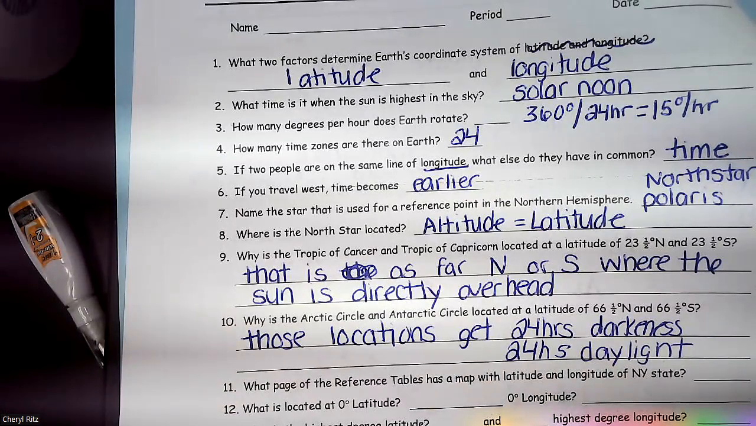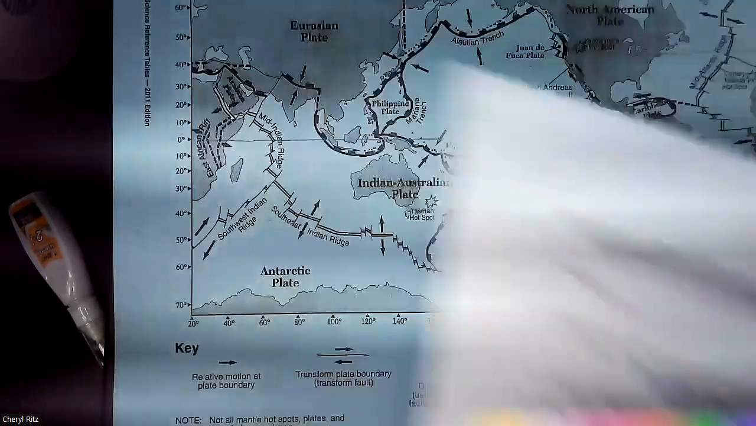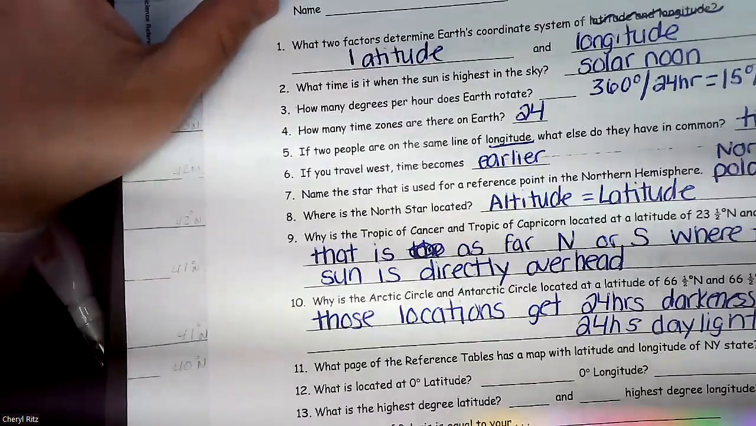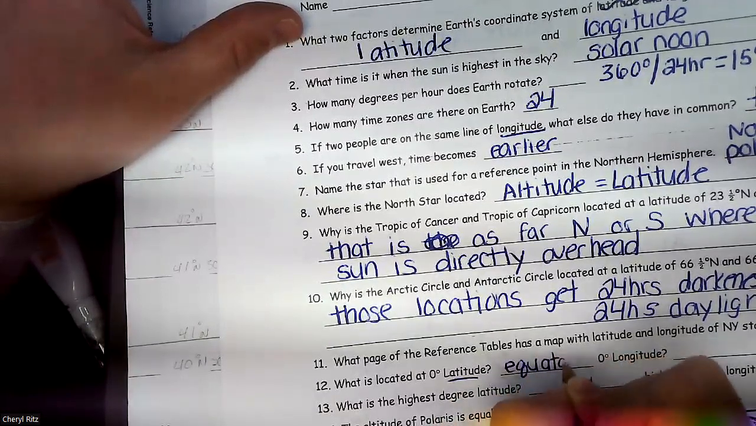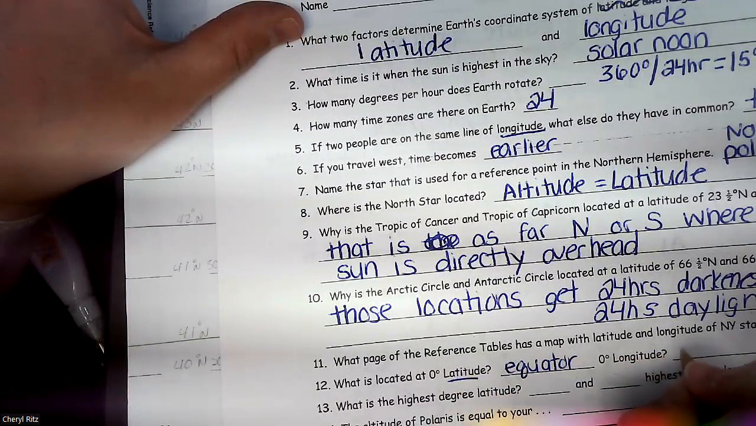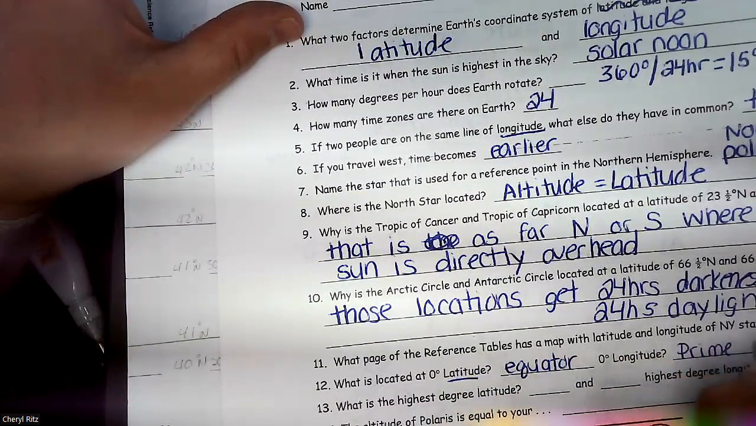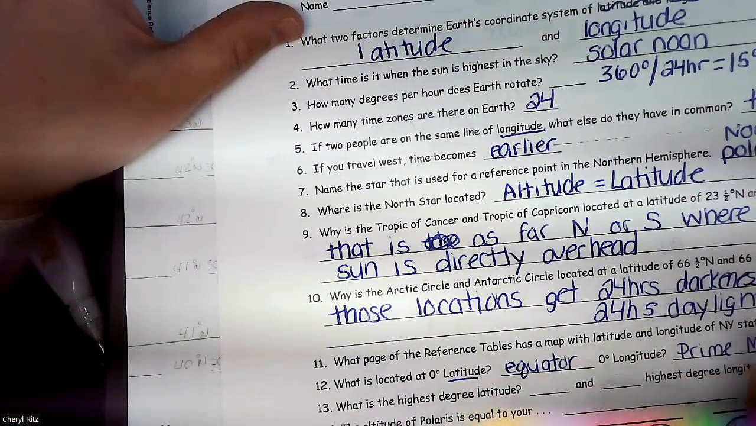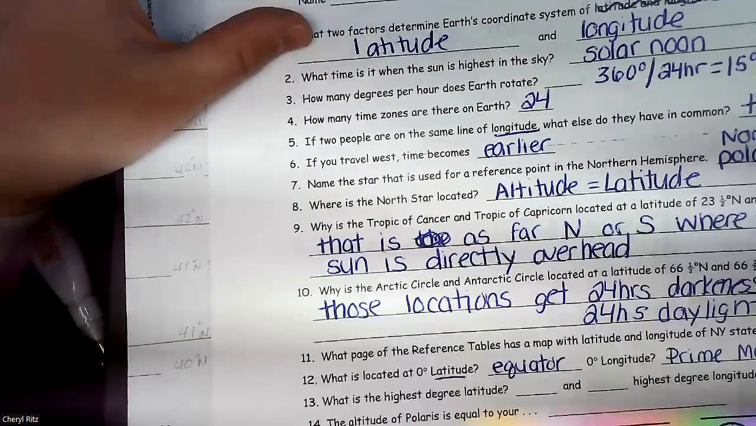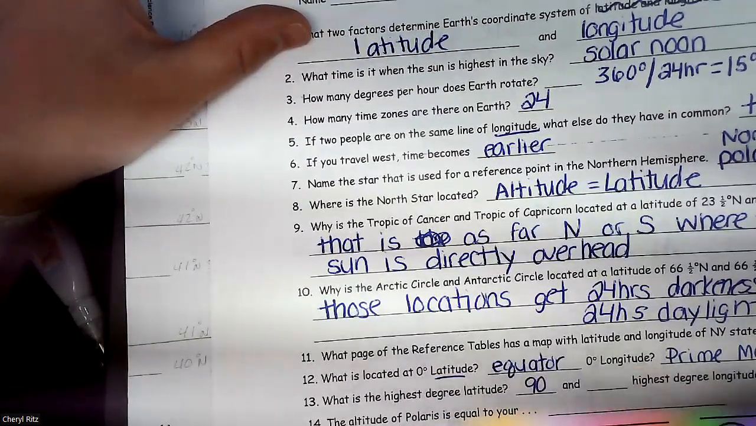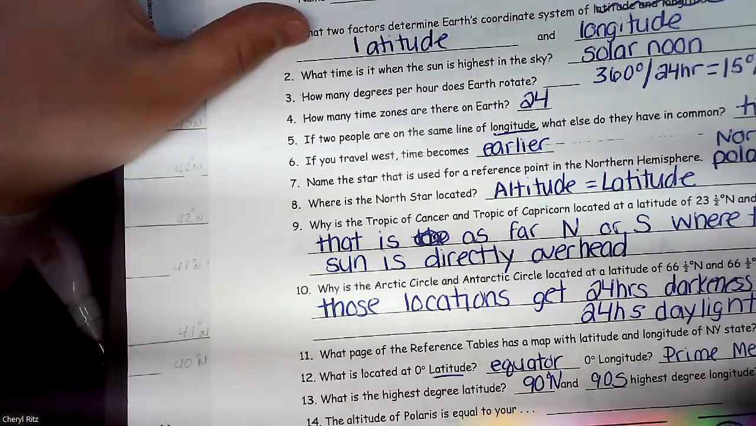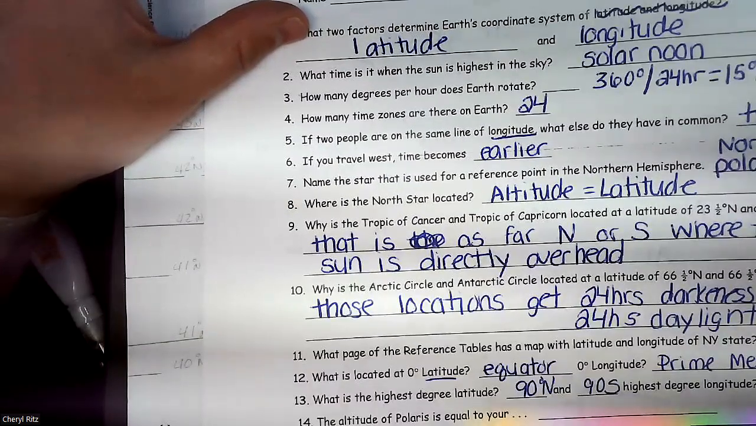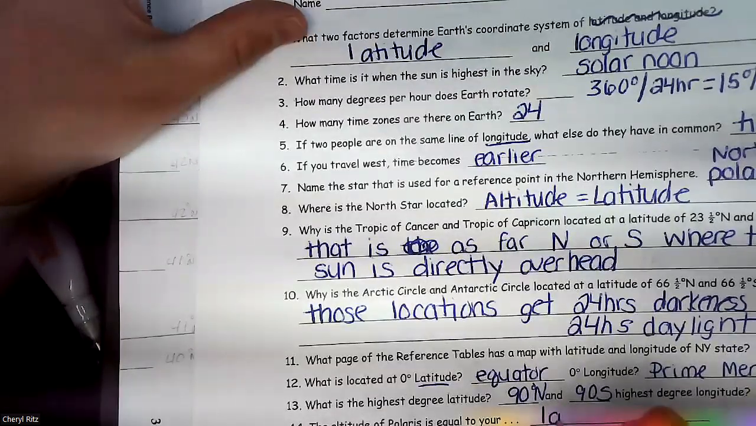What page in the reference table has latitudes and longitudes of New York State? That is page 3. What is located at 0 degrees latitude? That's the equator. And 0 degrees longitude, that's the prime meridian. What is the highest degree latitude? 90 north and 90 south. And the highest degree longitude is 180 degrees. Altitude of Polaris equals your latitude.